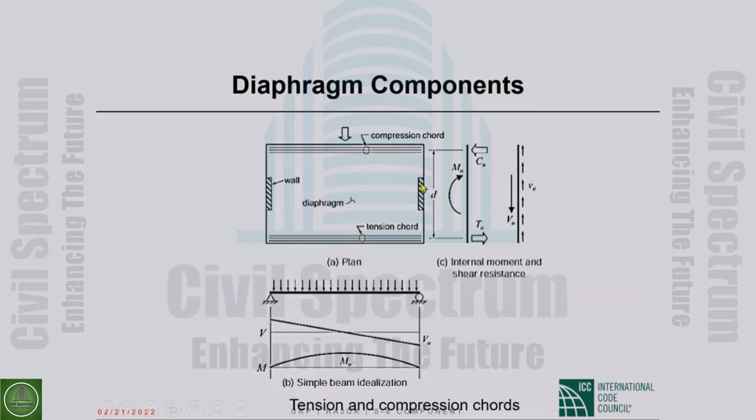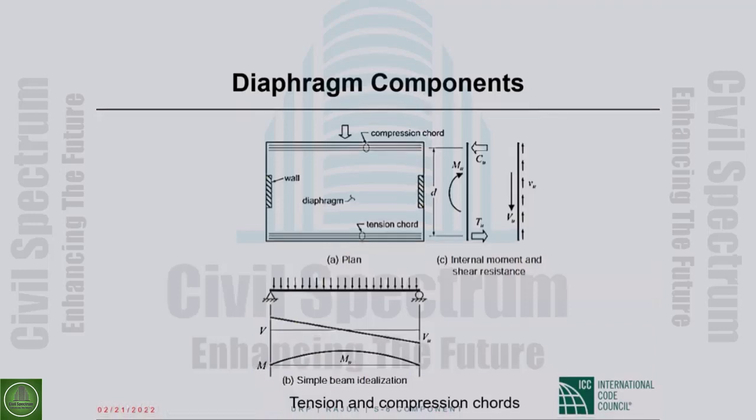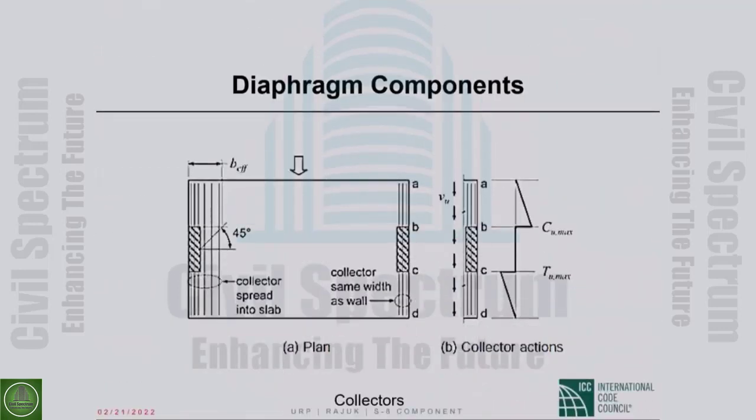The shear will be transferred to the shear walls. That is in the next picture. The variation of shear force from here to there in the diaphragm is shown in the picture, and the variation of bending moment in the diaphragm is shown in this picture. Okay, I think this is a simple picture that doesn't require much of an explanation.